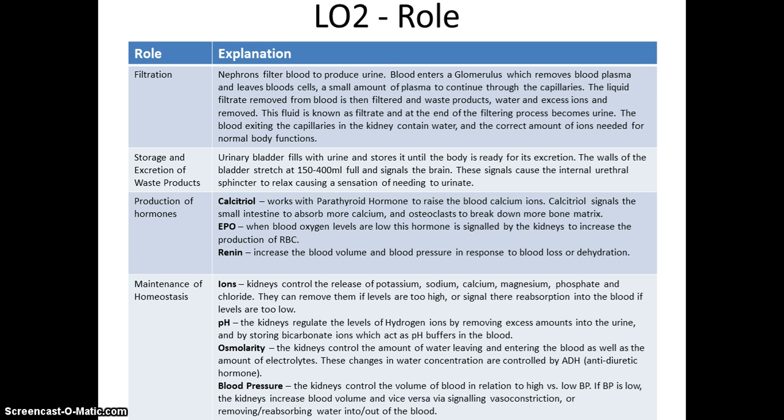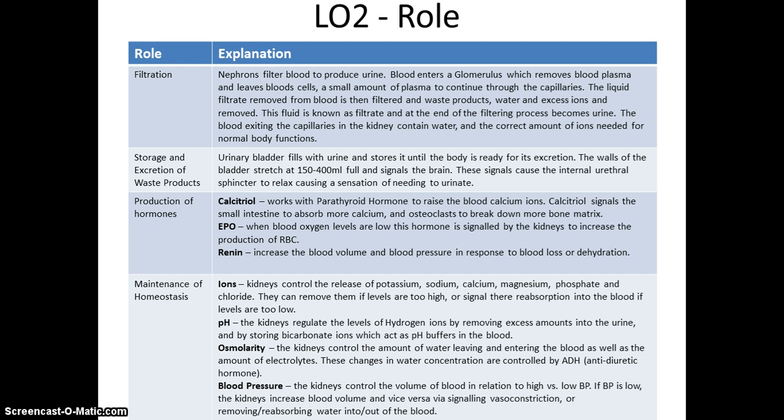Calcitriol works with parathyroid hormone to raise blood calcium levels. It does this by stimulating the small intestine to absorb more calcium from the food that we've eaten, and it also stimulates osteoclasts to break down the bone matrix, because we store a lot of calcium in bones. If you don't remember, go back to the previous video on the roles of calcium. It's important for muscle contraction and other chemical processes in the body. If it's low, we can't do them, so the kidneys, through monitoring the blood, allow us to know whether we've got high or low levels of these ions.